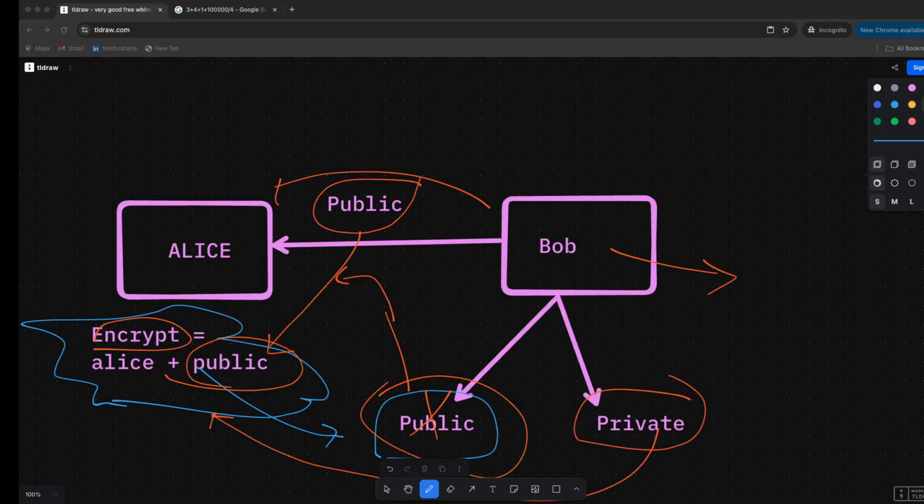Now in asymmetric, why does the receiver use the private and not the public key?